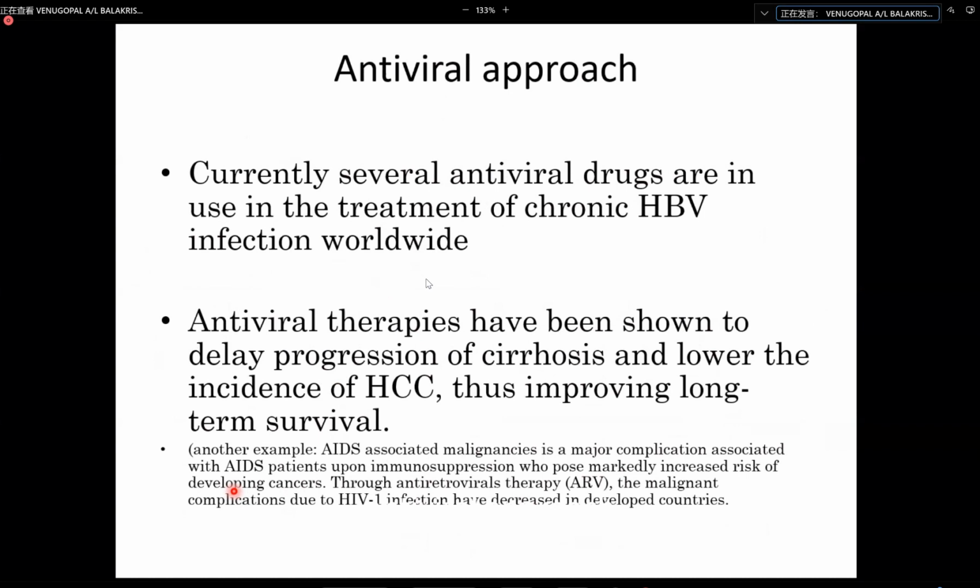The antiviral approach: for the viruses, how can antivirals be given? Currently, several antiviral drugs are in use for treatment of chronic HPV and Hep B virus worldwide. Antiviral therapies have been shown to delay progression of cirrhosis and lower the incidence of HCC, thus improving long-term survival. They never say it can completely remove it, but it can significantly reduce it.